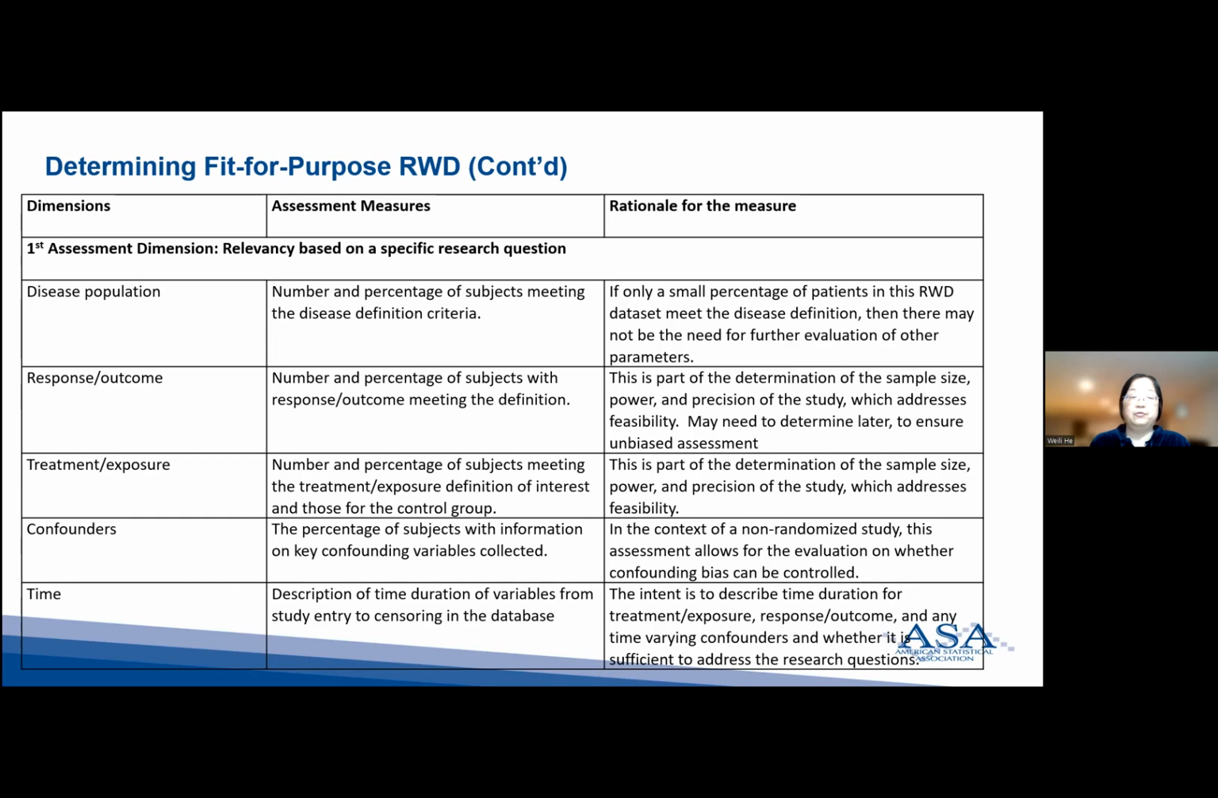As we mentioned before, for a certain research question there is also a certain list of confounding variables that you could ascertain, and then you could calculate the percentage of patients with information on these key confounding variables. Time frame is always important, right? Because a certain research question also has an element of time frame to achieve that research objective, so assessing the time frame will be important as well. Next slide, please.